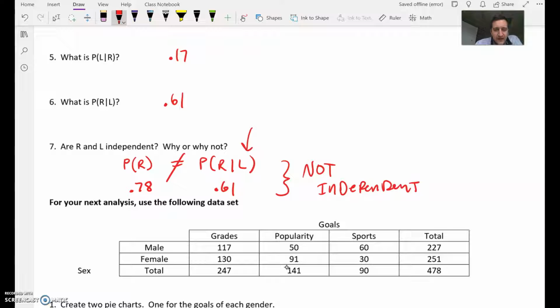Go back and watch that again. That's how you test for independence. You end up using a given and just an original probability.